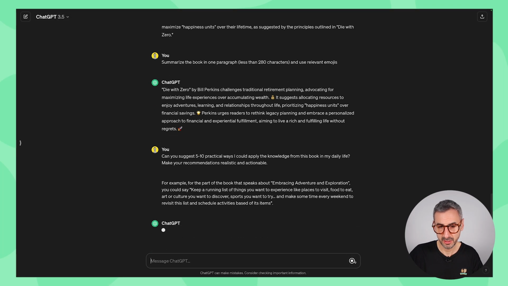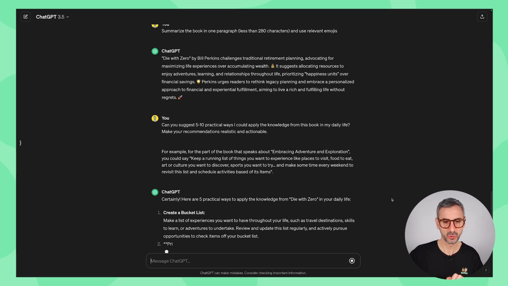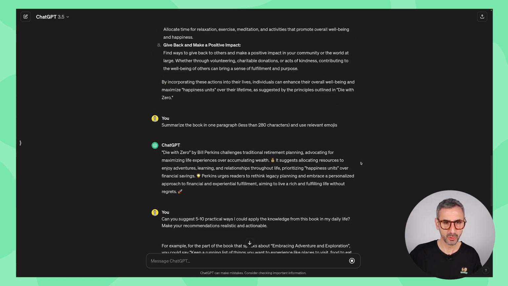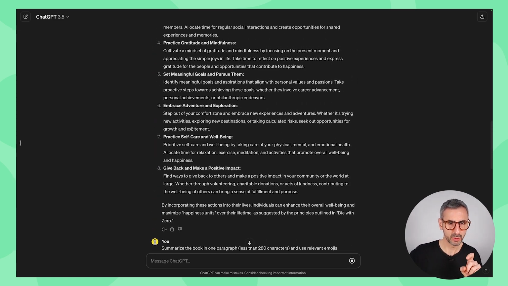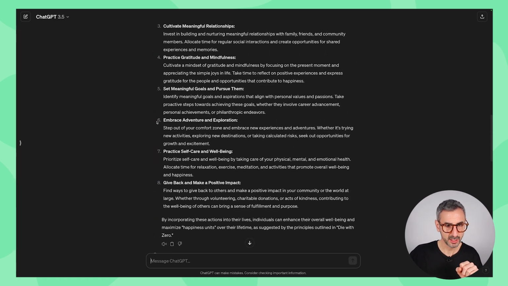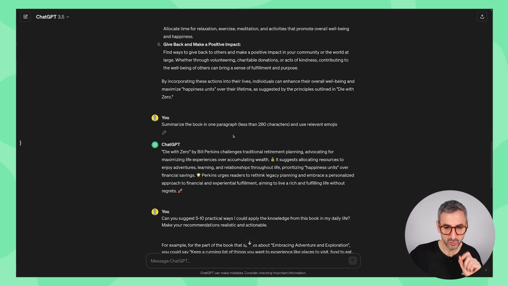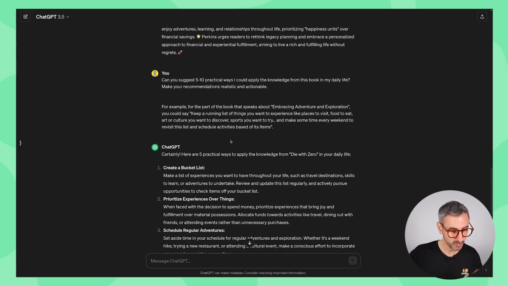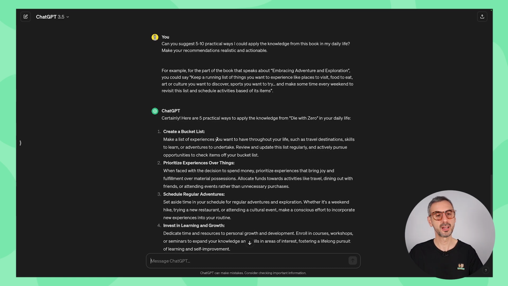So that is my full prompt. I'm going to run it and see what happens. So I ask ChatGPT to explore a specific part of the book. So this one right here, point number 6, embrace adventure and exploration. So I want to dig deeper here. I want it to give me some things I can apply in my daily life.